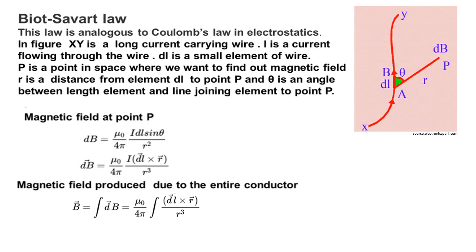Now the magnetic field at point P is dB equals mu naught upon 4 pi I dl sin theta upon r square. In vector notation, vector dB equals mu naught upon 4 pi I vector dl cross vector r upon r cube. Now the magnetic field produced due to the entire conductor will be vector B equals integration of vector dB, equals mu naught upon 4 pi integration vector dl cross vector r upon r cube.